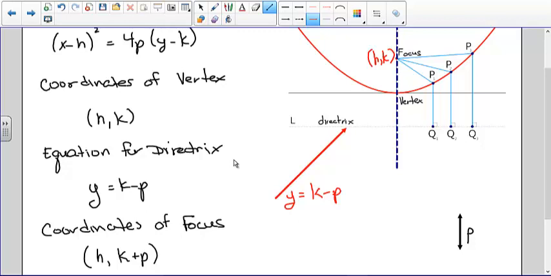And there's an equivalent one for a horizontal axis. That would be a parabola that looks like this, which is not a function. You do the same thing, except you'll have x and y switched as far as the standard equation, which I'll show you next time.